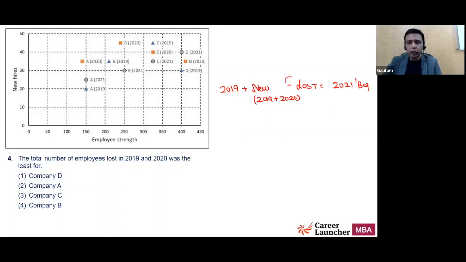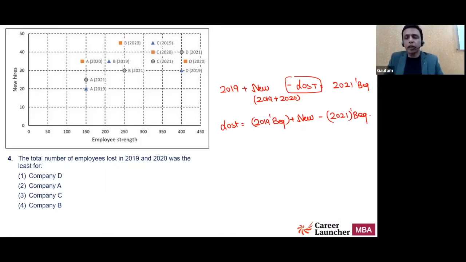So when I need to figure out the people who have been lost, the number lost would be given by the number at the beginning of 2019 plus the new hires for the next 2 years minus the number at the beginning of 2021. So the people who have left the company would be calculated as the 2019 beginning plus the new hires minus the total at the beginning of 2021. This would give you the number of people who have left the company in 19 and 20.